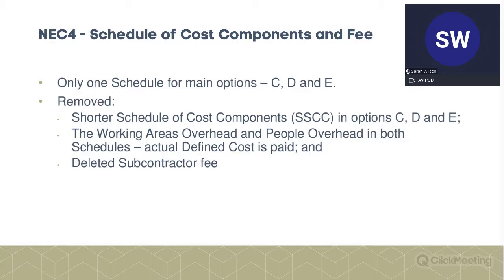So yes, what has been removed? The shorter schedule of cost components for options C, D, and E, that's out. So also, not a good change in my view, these working areas overheads and people overheads in both schedules have been removed. If you remember when we got to the charges section, I was talking about percentages. So that's for certain items in those charges, you could just percentage it against the people cost.